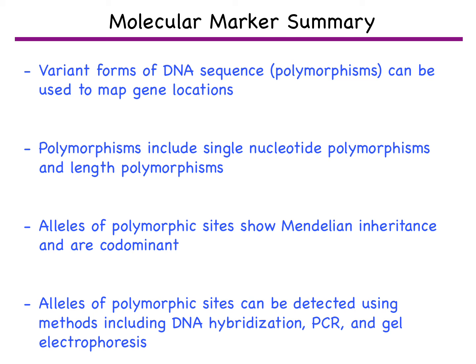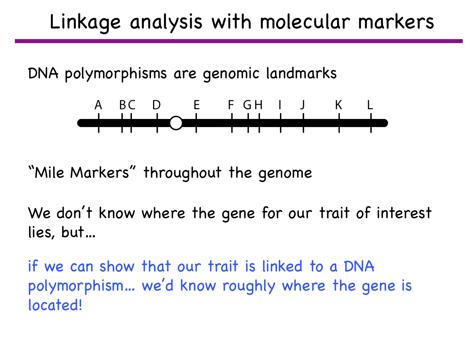Okay, so now we're going to talk a little bit about how you use these molecular markers in mapping experiments. And I'm going to use, again, an example from fruit flies. DNA polymorphisms are simply genomic landmarks. They're like mile markers located throughout the genome. We don't know where the gene for our trait of interest lies, but if we can show that our trait is linked to a DNA polymorphism that we know is located somewhere in the genome, then that tells us roughly where the gene of interest lies in the genome. And as I'll talk about in the next lecture, once you know where the gene is located, that can help you ultimately identify the gene that you're interested in.